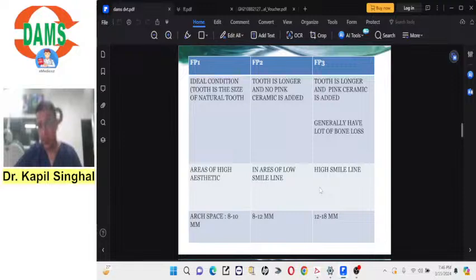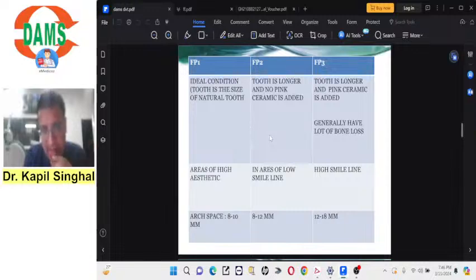Okay, so just remember this chart. It is very important. See, there are 3 types of fixed prosthesis over implants: fixed prosthesis 1, fixed prosthesis 2, and fixed prosthesis 3. FP1, FP2, and FP3. So FP1 is when you are replacing a crown over your implant, and that crown is exactly of the same size as the natural tooth was.